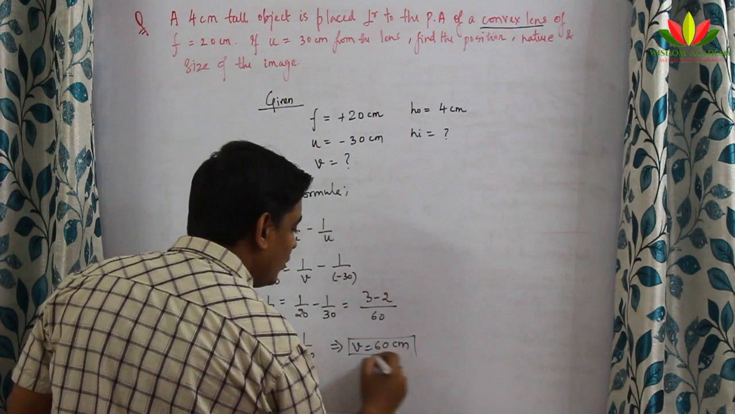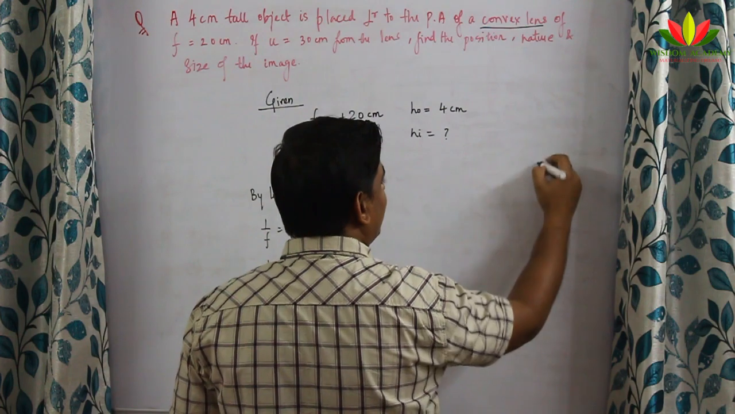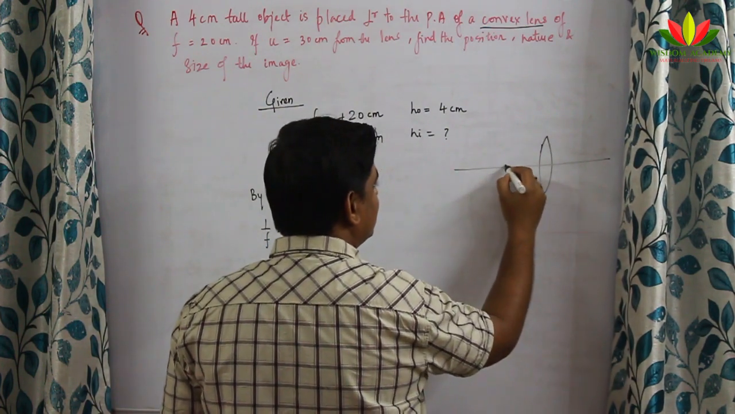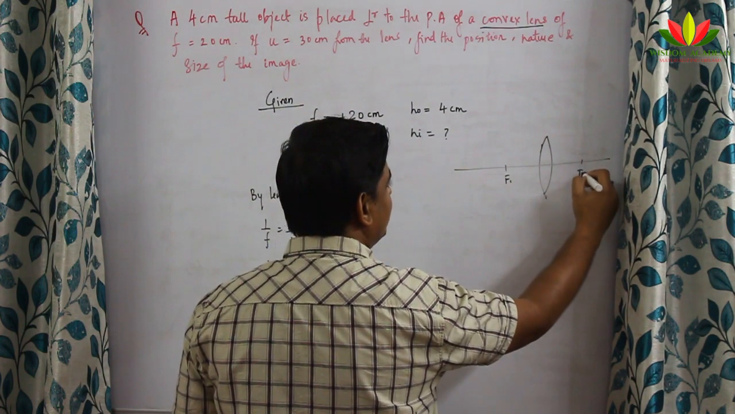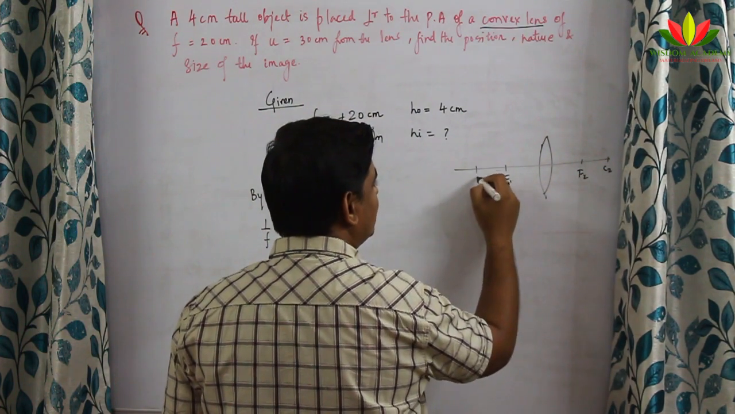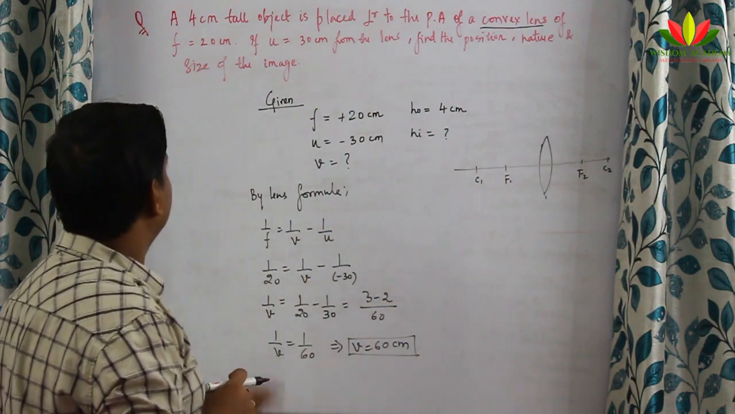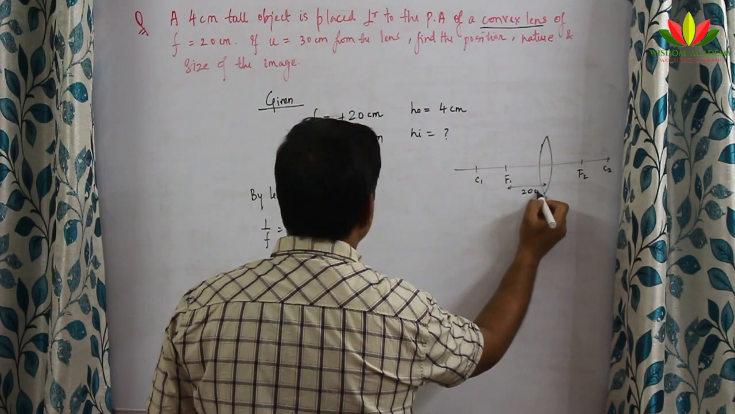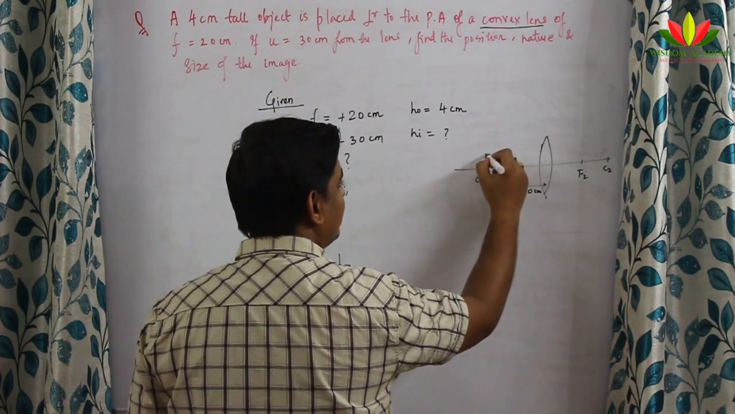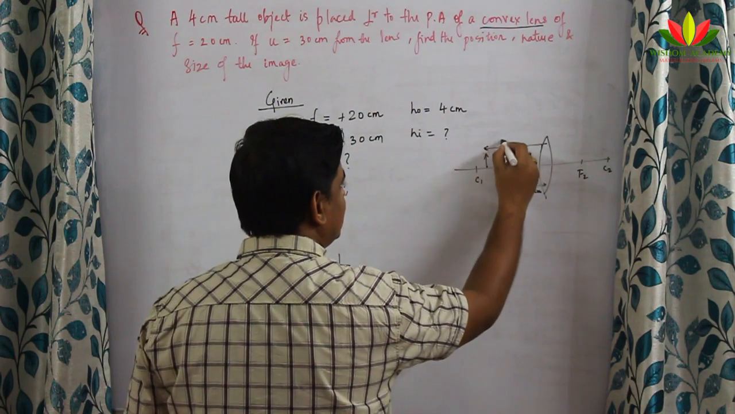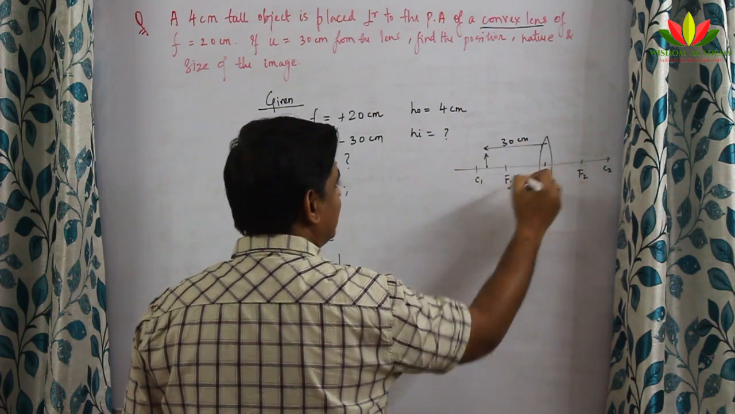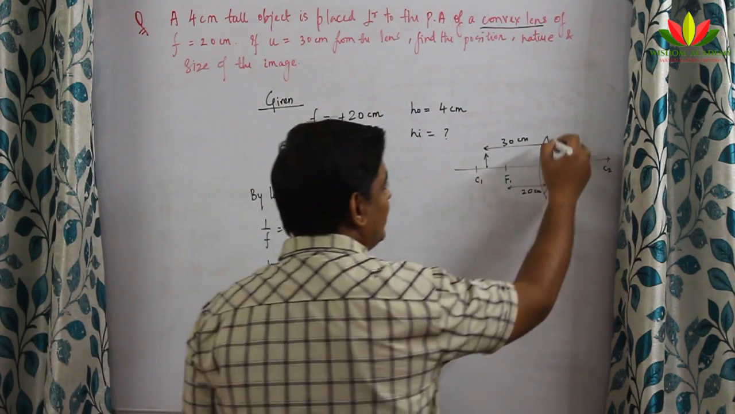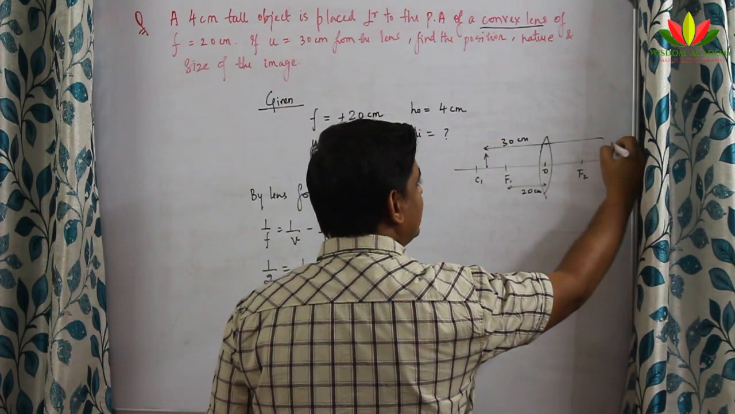So what we came to know? We came to know that in a convex lens, in this convex lens, suppose this is f1, this is f2, and this is c2, this is c1, the focal length was given as 20 centimeter. So this will be definitely 20 centimeter, and the object was placed at 30 centimeter. Somewhere here the object was placed, that is 30 centimeter from the optical center. We have got the image will be formed on the right side 60 centimeter. So we understood that image is formed somewhere here.